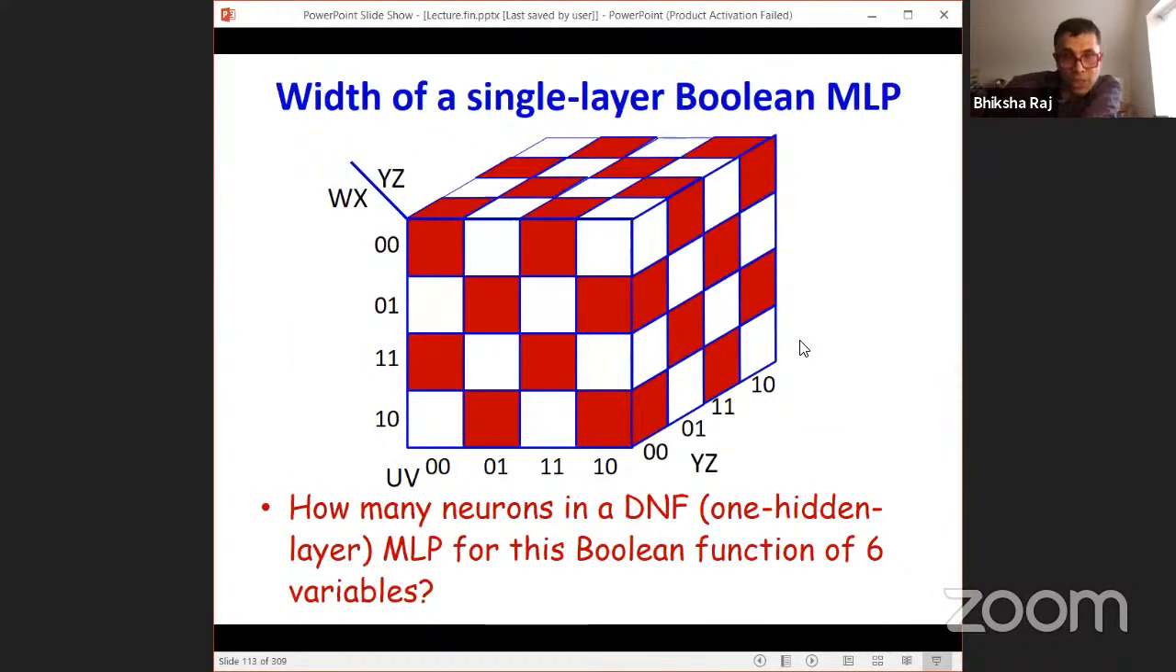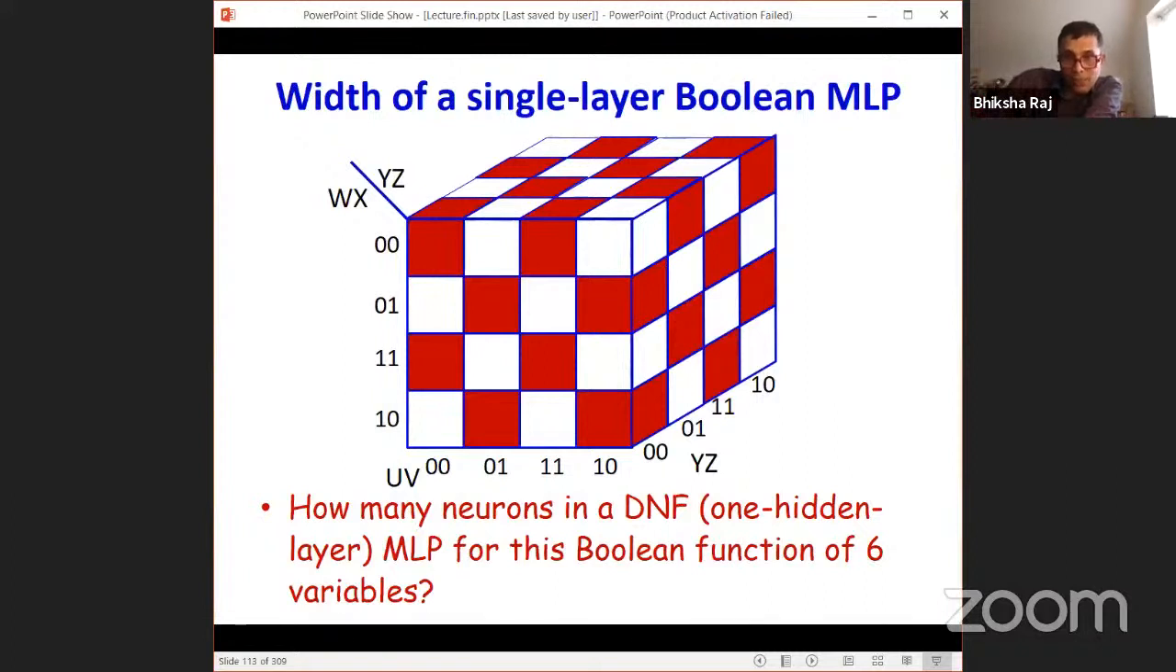I can construct a 3-dimensional version of this Karnaugh map with 6 variables. This has 64 cells, but they cannot be grouped. And so if I want to compose a one hidden layer MLP to model this formula, it's going to require 32 neurons in the hidden layer. Is that clear to everybody? Raise your hand if it is. Okay, so this is very simple, right?